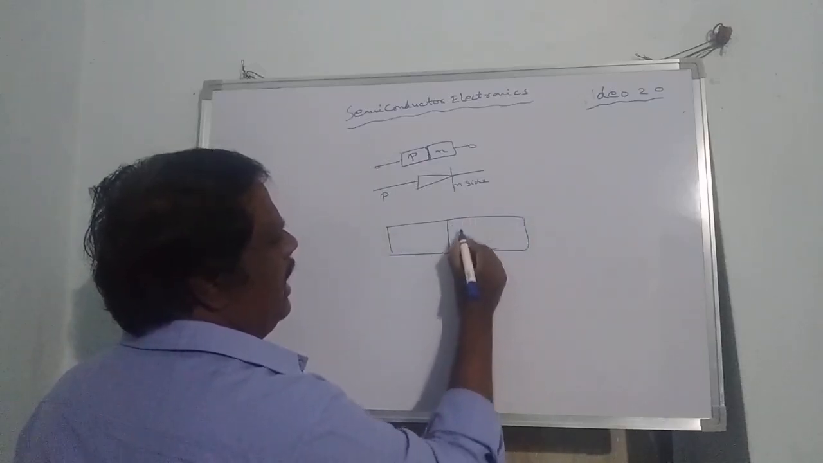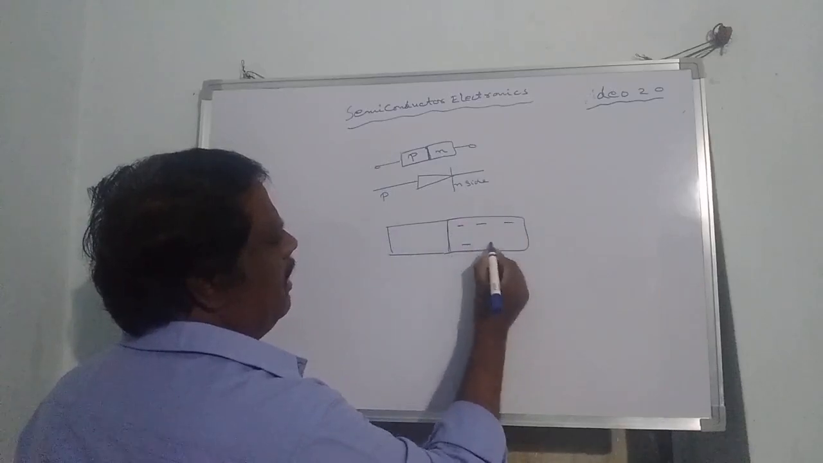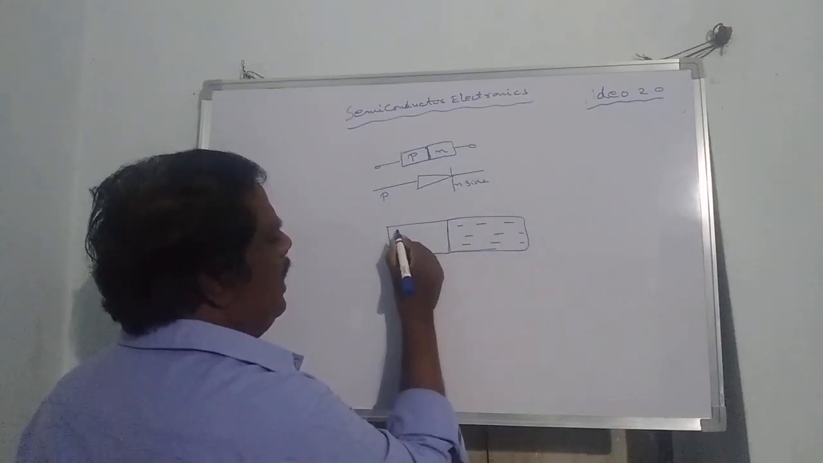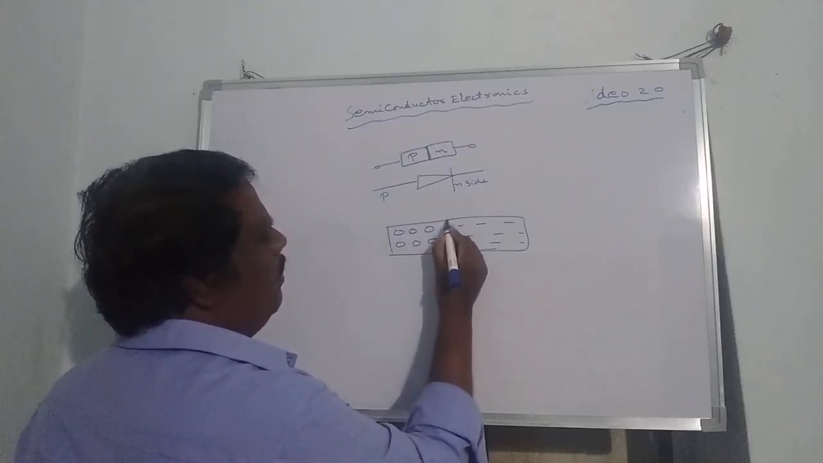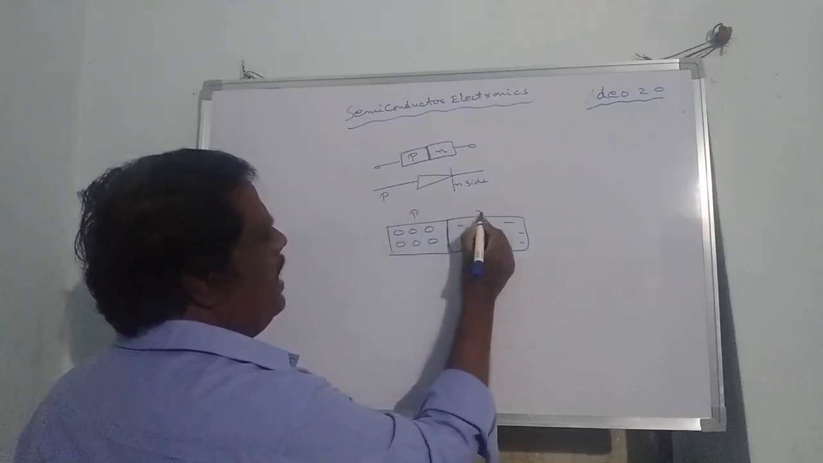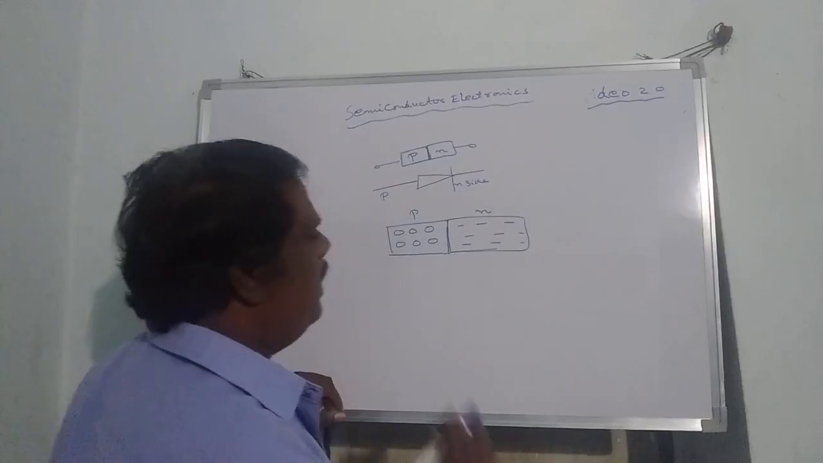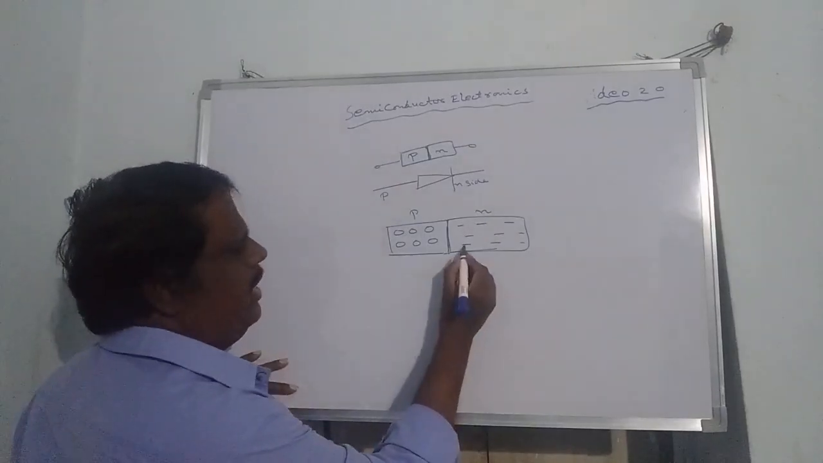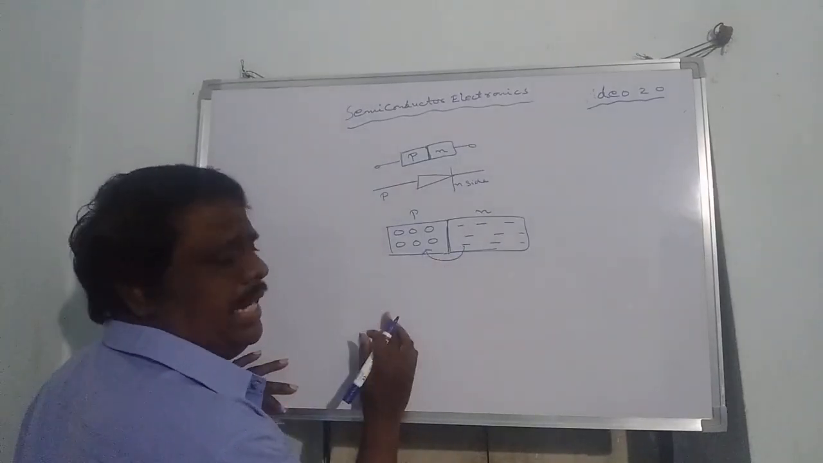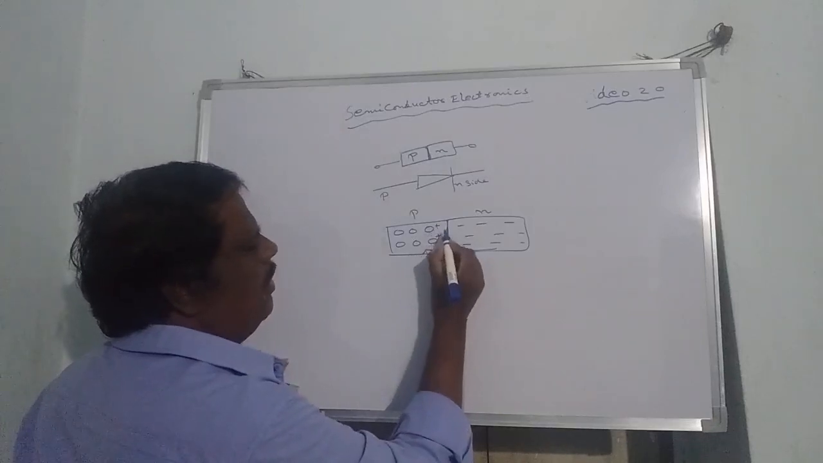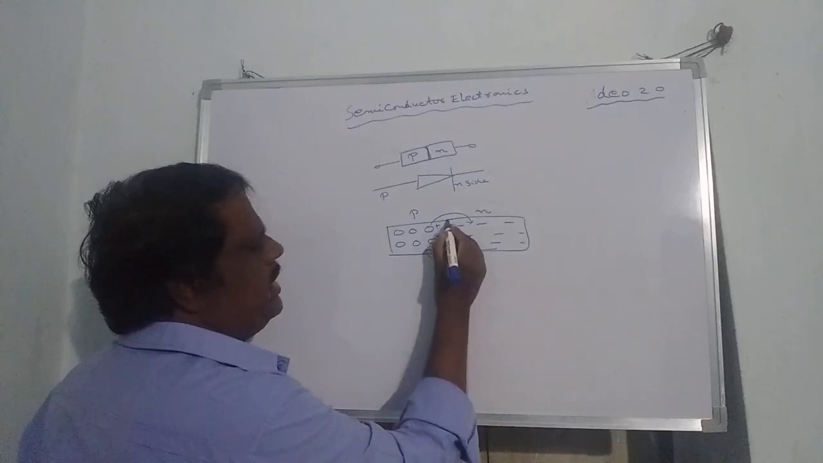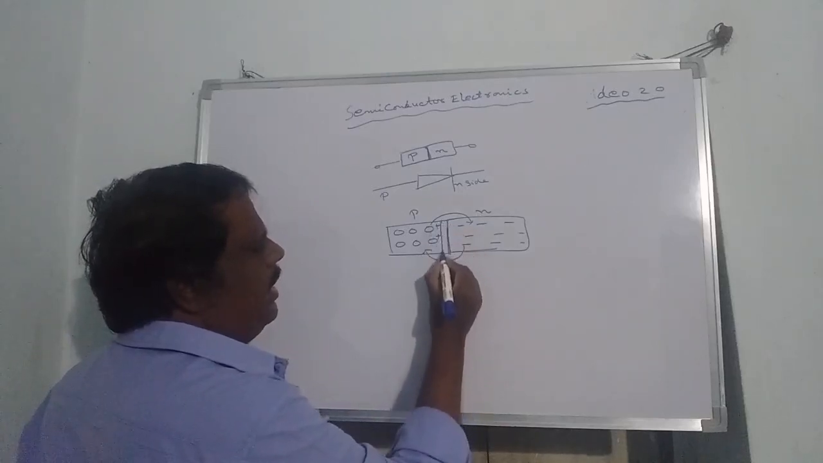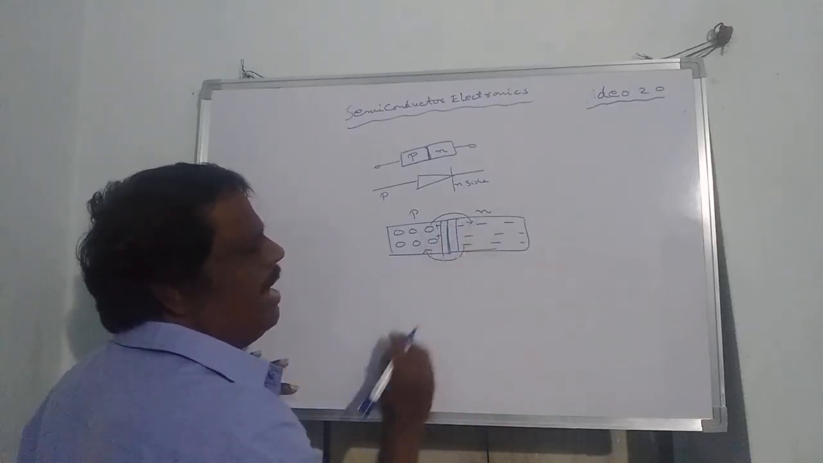So at this junction, what is going to happen when P and N are sandwiched like this? In the n-type, majority charge carriers are electrons. Here, majority charge carriers are holes. So when we join P with N, the electrons from the N side diffuse to the P side. The holes from the P side diffuse into the N side. That means at this junction they recombine.